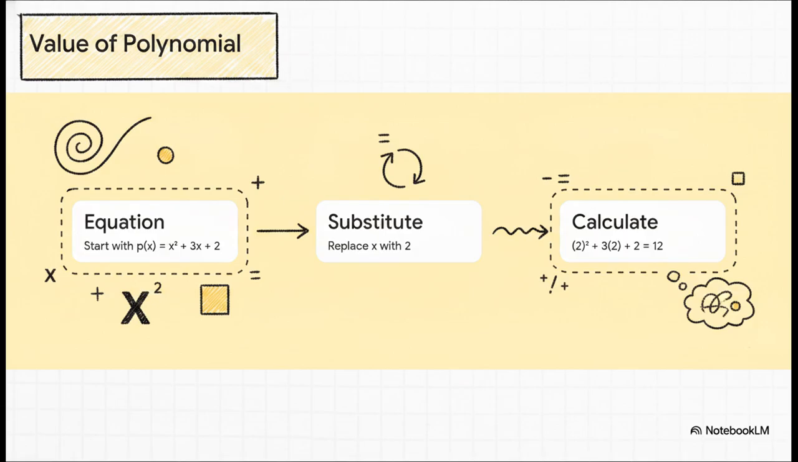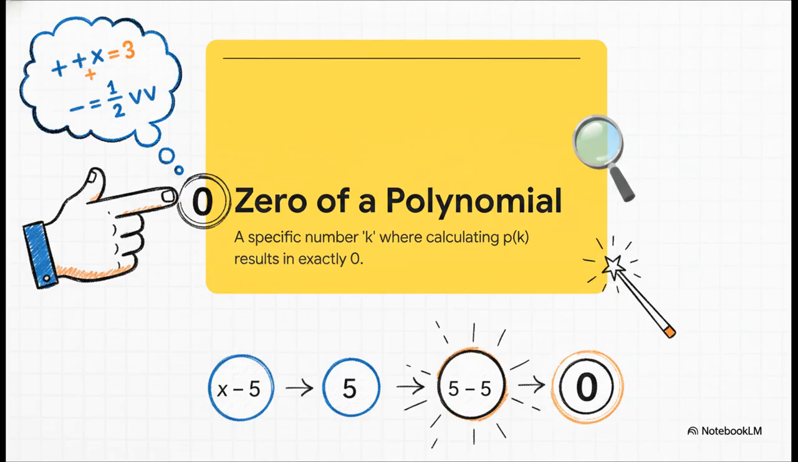Super easy, right? But what if you plug a number in, and the final answer isn't 12 or 5 or -10, but exactly 0? Well, when that happens, that number gets a very special title. It's called the zero of a polynomial. For instance, if you have the equation x minus 5 and you plug in a 5, the equation becomes 5 minus 5, which equals 0. Therefore, 5 is officially the zero. It's basically this incredible magic number that completely neutralizes the whole equation.